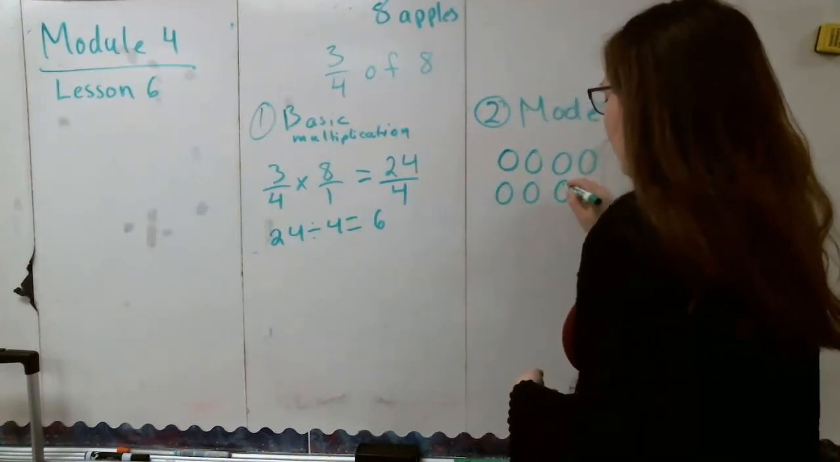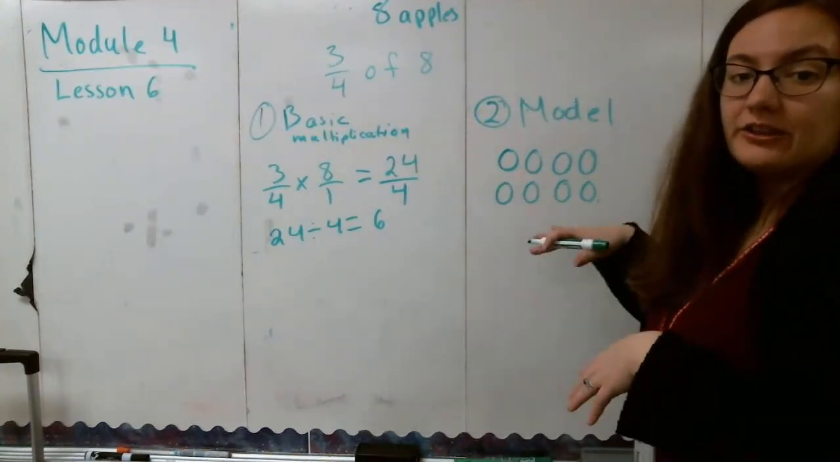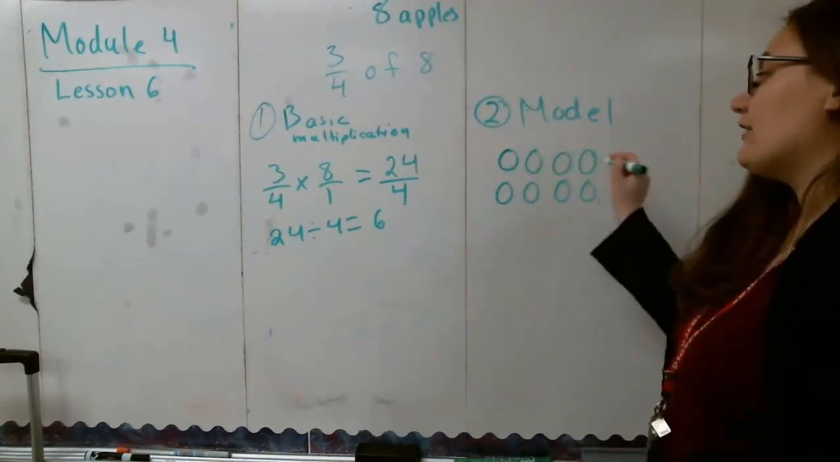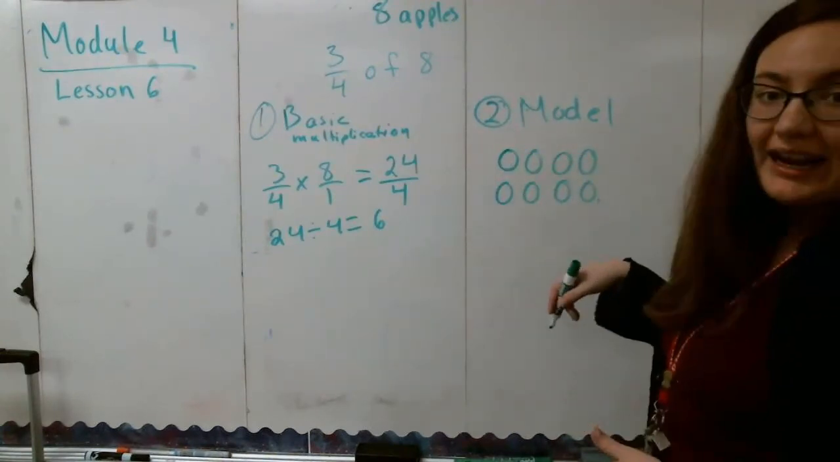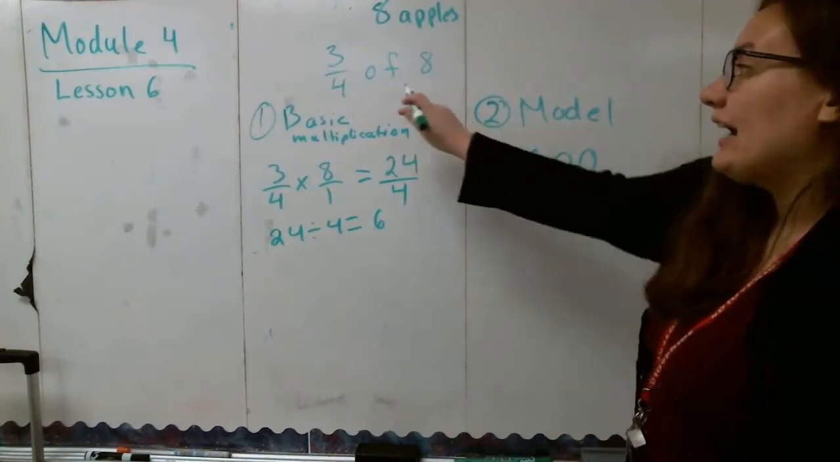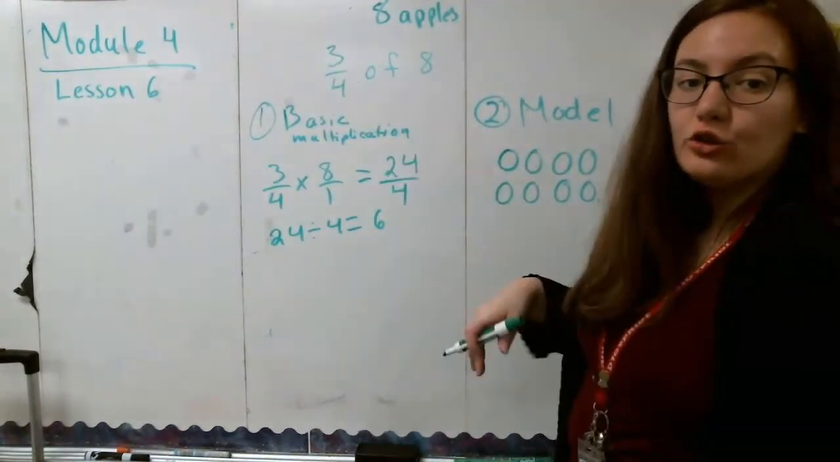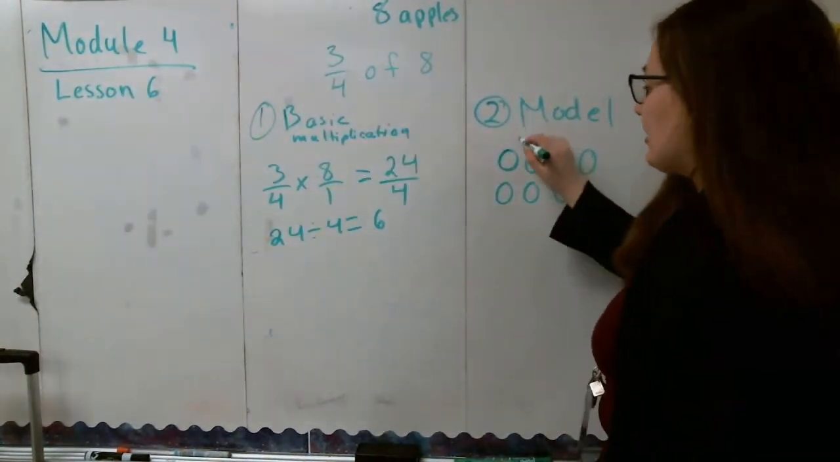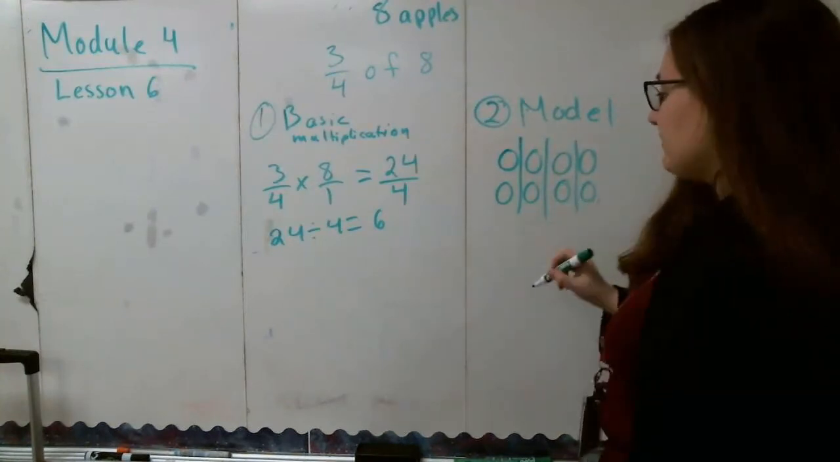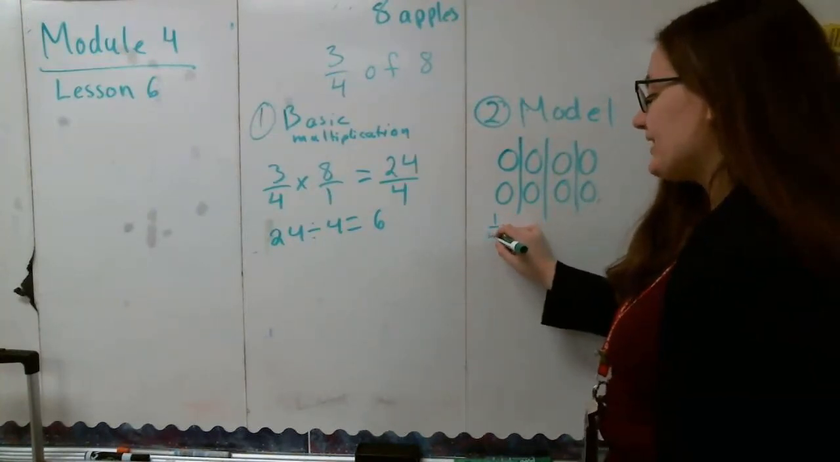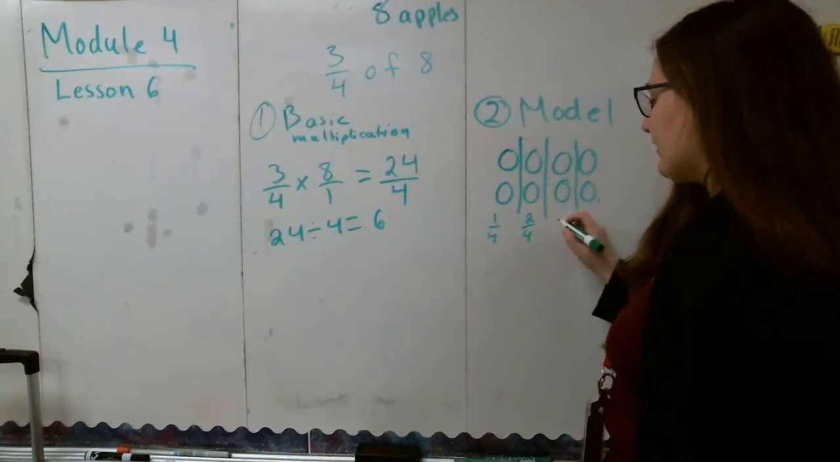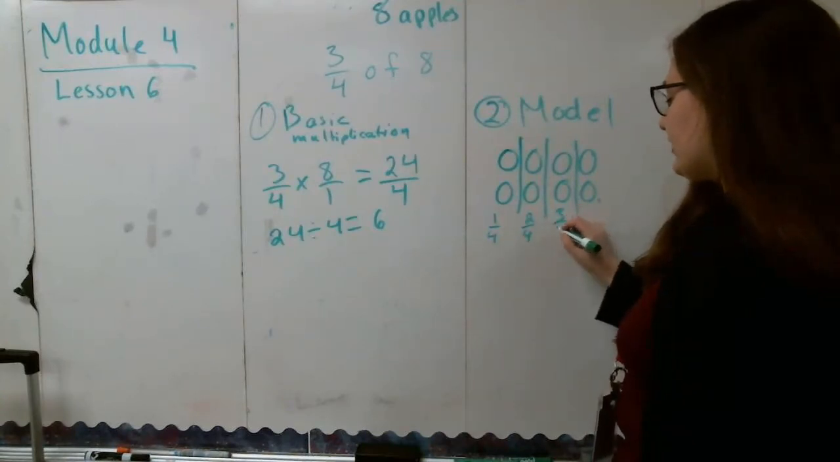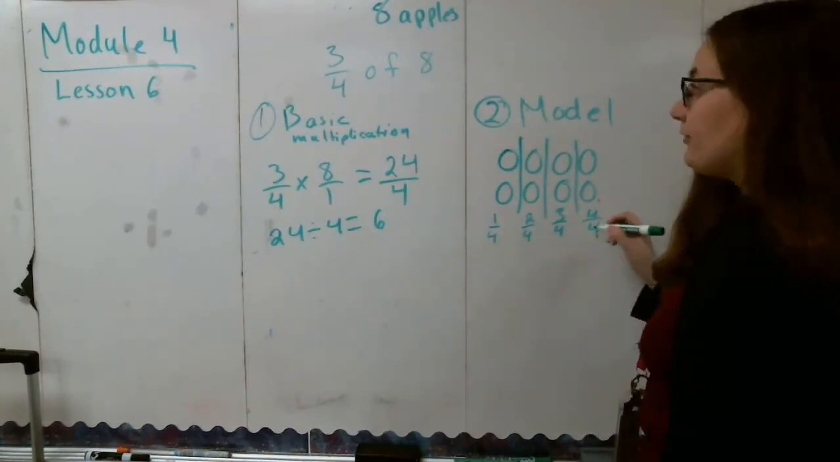So I'm going to draw it out kind of like an array. Something that you may have learned in 3rd grade is those arrays. So I have a 4x2 array to show me what 8 looks like. And then I need to split them evenly up into groups of 4. So I'm just going to kind of split down this way. I'm going to label my groups just because that helps me out. So we have 1/4, 2/4, 3/4, and 4/4.